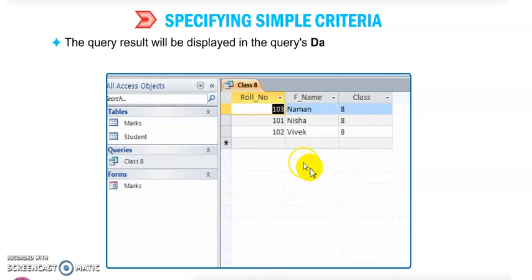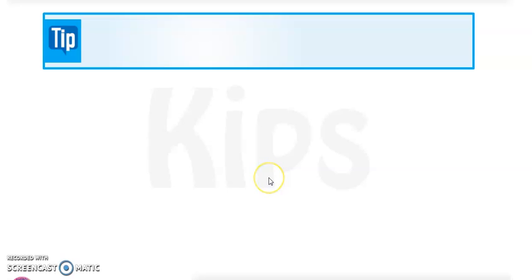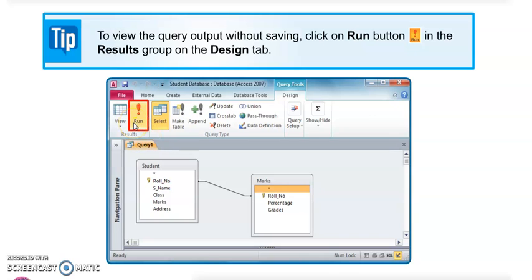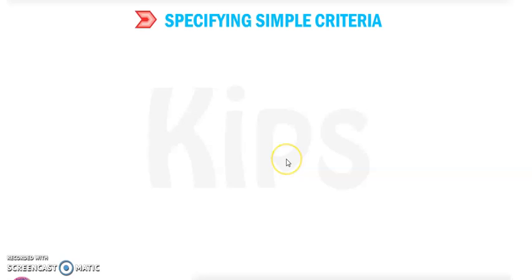The query result will be displayed in the query datasheet view, which looks like a table. Now, there is another tip for you. To view the query output without saving, you can click the Run button in the Results group on the Design tab. Now there is a quick view. To zoom in on the current field in the datasheet view, press Shift plus F2.